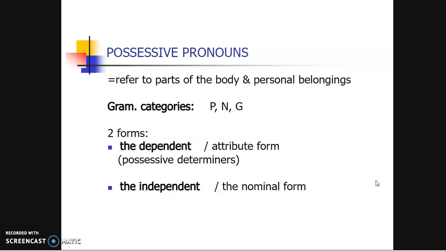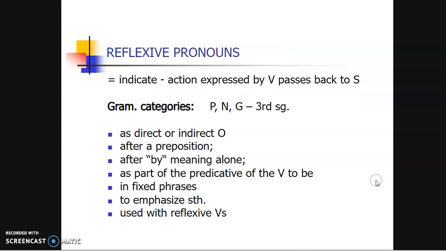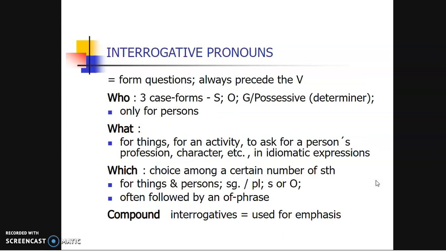Possessive pronouns refer to parts of the body and personal belongings. Demonstrative pronouns express number, contrast, and point at what is near or far in time and space, such as, for example, such, this, that kind, same also with this. Reflexive pronouns indicate that the action expressed by the verb passes back to the subject. Interrogative pronouns form questions and always precede the verb: who, what, which. Compound interrogatives are used for emphasis.